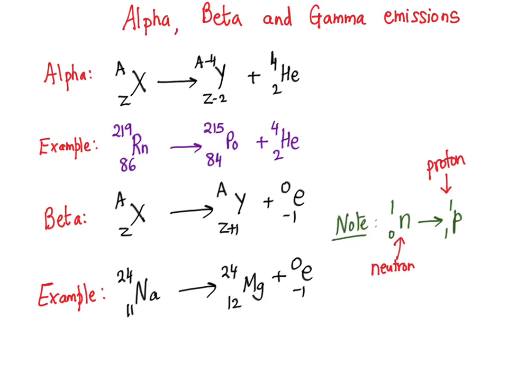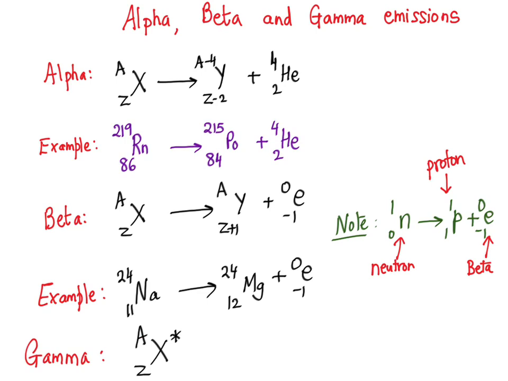Also note that a beta particle is released when you have an imbalance of neutrons and protons in the nucleus. So a neutron, when it decays, gives a proton and an electron. That electron which is released in this decay process is called beta. So the neutron changes into a proton and also produces an electron. This electron which is produced in the radioactive nucleus is ejected out with a high speed. That's called a beta particle.